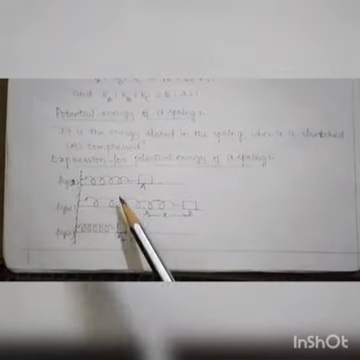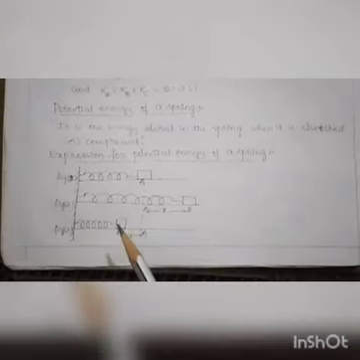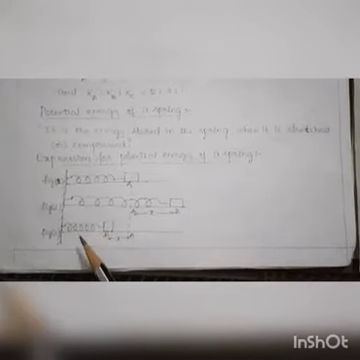This is a normal spring which is not stretched or compressed. The second figure is a diagram of a stretched spring. Here one end of the spring is connected to a rigid support and the other end is connected to a loaded mass. The third figure is the compressed spring. If the mass is compressed, then the spring is also compressed. Then it is displaced by some distance x. Either in a stretched or compressed spring, the displacement from the mean position will be x.